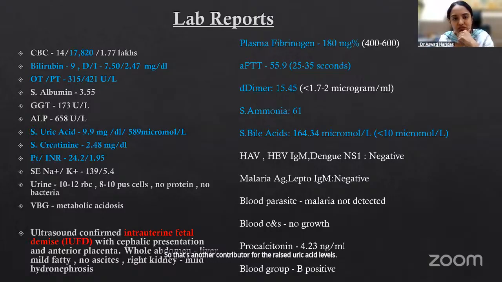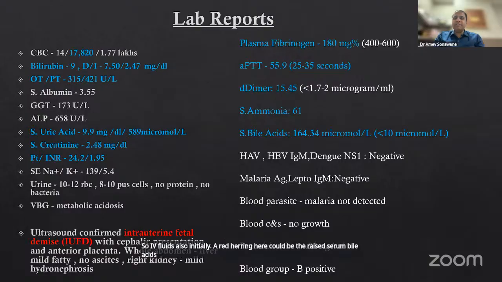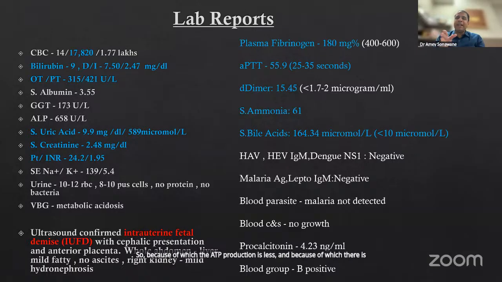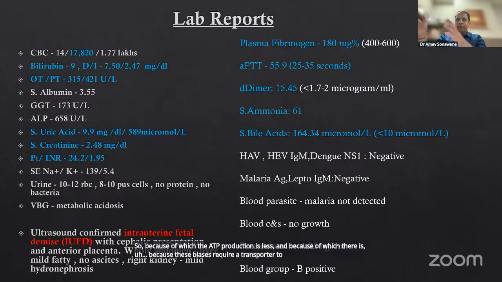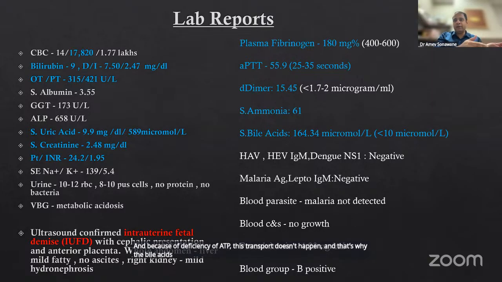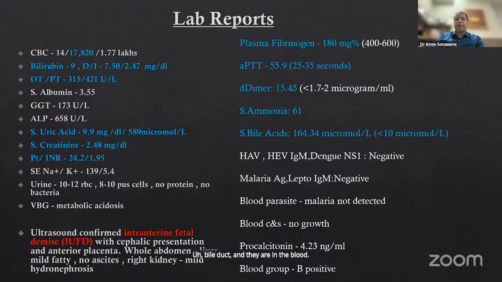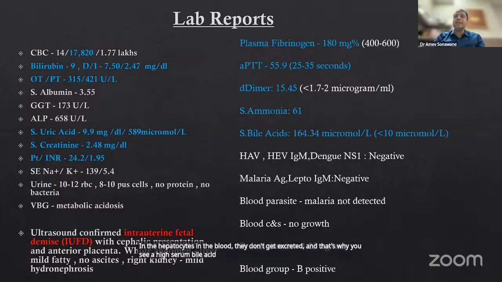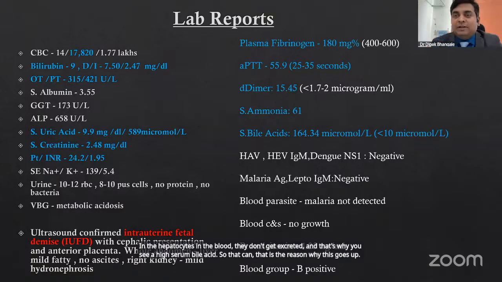A red herring here could be the raised serum bile acids, but we all know since it's a mitochondrial pathology, because of which the ATP production is less. These bile acids require a transporter to be transmitted from the hepatocyte into the bile canaliculi, and because of the deficiency of ATP, this transport doesn't happen. That's why the bile acids do not come into the bile duct and they are in the hepatocytes and the blood, they don't get excreted, and that's why you see a high serum bile acid. So that is the reason why this goes up. And this should not be confused with ICP.